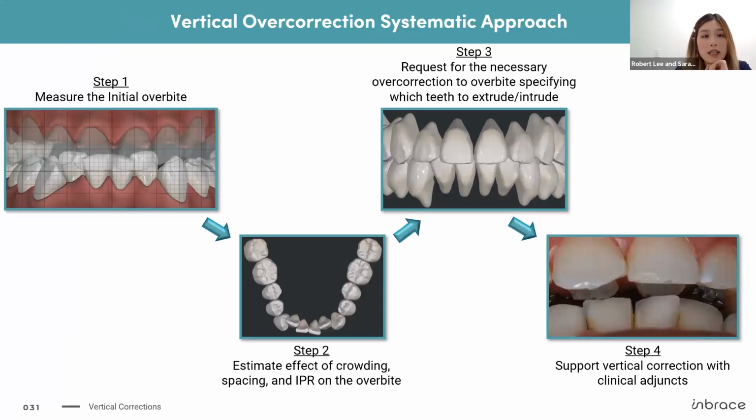So just a reminder again, our systematic approach to vertical correction is always: step 1, measure your initial overbite with your transparency and grid tools. Step 2, estimate your effective crowding, spacing, and IPR on your overbite. Step 3 is to request the necessary overcorrections for the overbite, being as specific as possible. And step 4 is to support your vertical correction with your clinical actions.